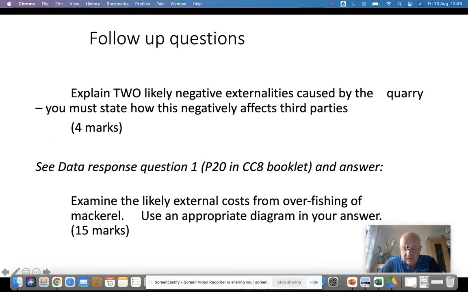Okay, so again, assess whether you think that overfishing is a good thing or a bad thing. Is there any sort of cost involved, marginal, social, and private, or benefit too? So have a look at that and give that some consideration.